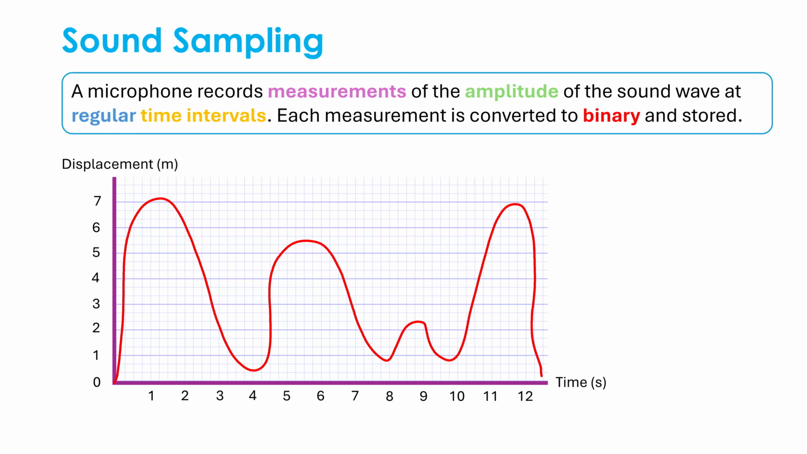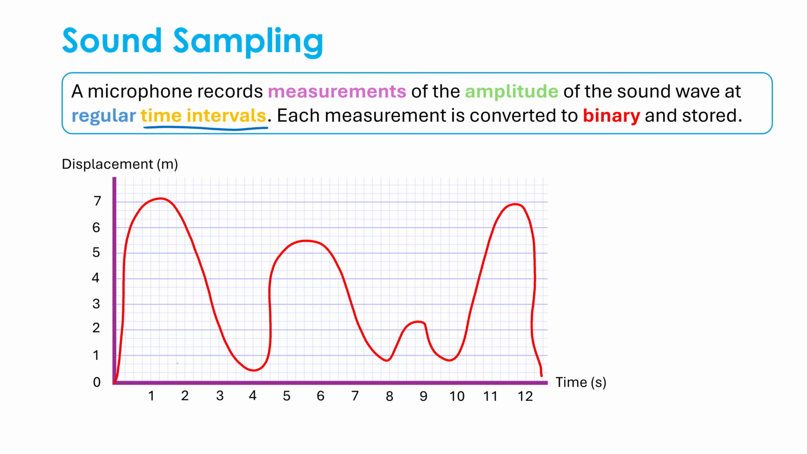Well, let's follow this definition. So I'm recording measurements of the amplitude, the height of my sound wave at regular time intervals. So I need to first of all decide what are these time intervals. An interval is a length of time. At what length of time do I want to be recording samples? A sample is a measurement of the height.